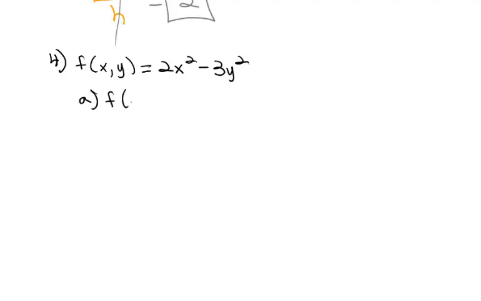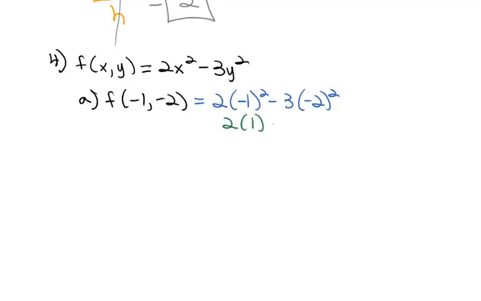Let's do f of negative 1 comma negative 2. So that's 2x, which is negative 1 squared, minus 3y, which is negative 2 squared. Order of operations says to do the exponents first. So we have 2 times 1 minus 3 times 4. Squaring a negative makes it positive. 2 times 1 is 2, 3 times 4 is 12, and 2 minus 12 is negative 10.